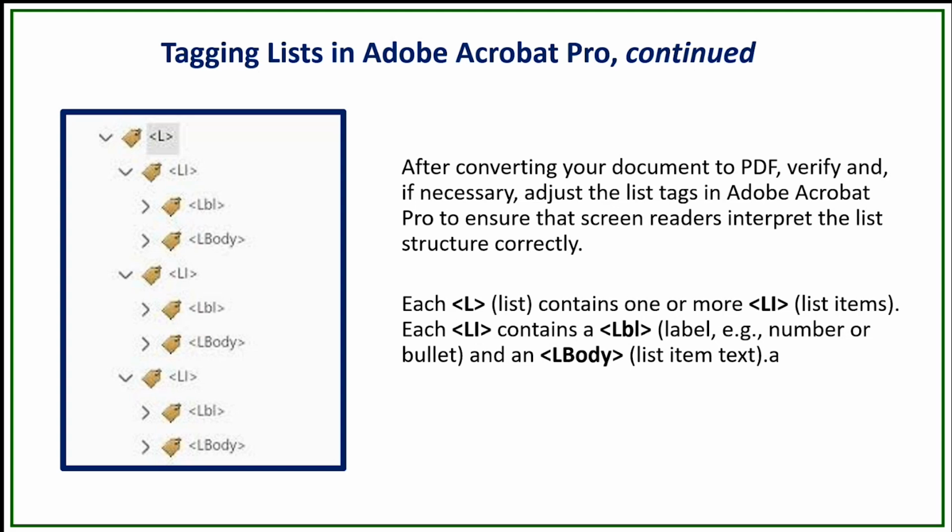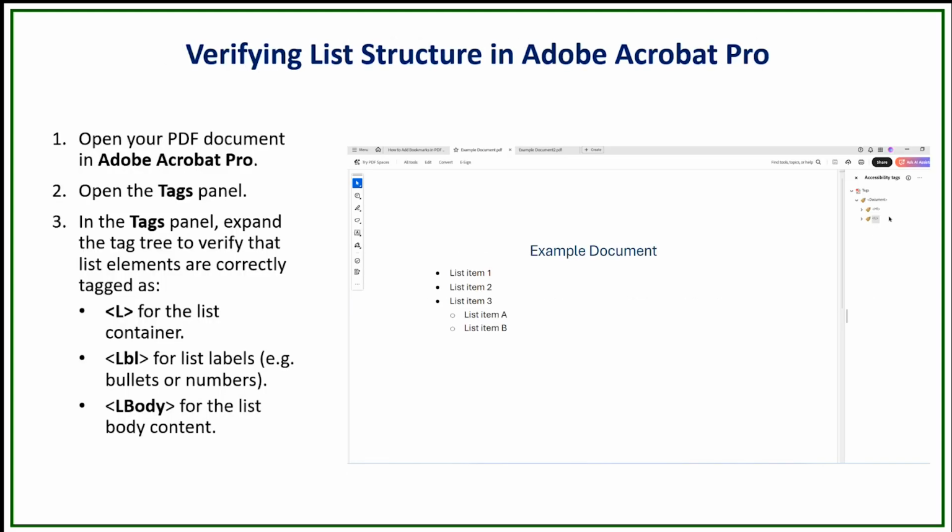Each L list contains one or more LI list items. Each LI contains a label, e.g., number or bullet, and an LBody, the list item text. Now, let's go through the steps of how to verify list structure in Adobe Acrobat Pro.